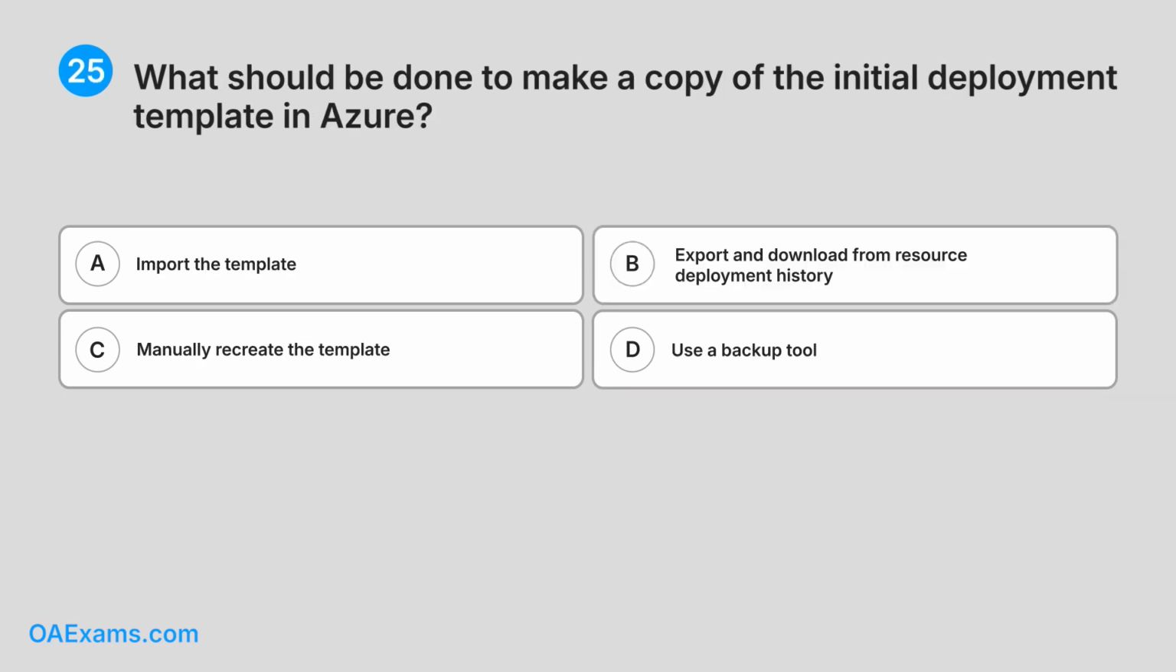25. What should be done to make a copy of the initial deployment template in Azure? A. Import the template. B. Export and download from Resource Deployment History. C. Manually recreate the template. D. Use a backup tool. What do you think is the answer?